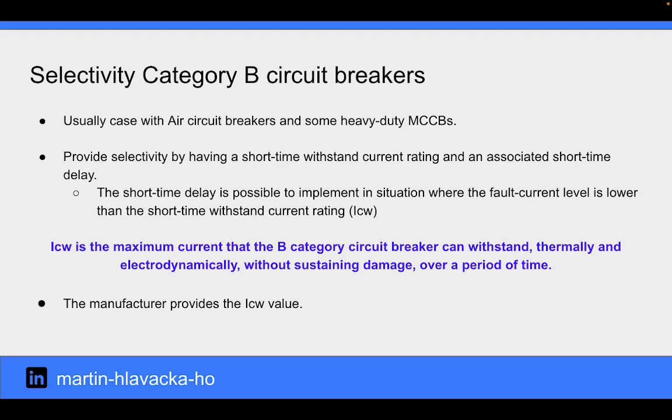These circuit breakers provide selectivity by having a short time withstand current rating and an associated short time delay. The short time delay is possible to implement in situations where the fault current level is lower than the short time withstand current rating. ICW is the maximum current that the B category circuit breaker can withstand, thermally and electrodynamically, without sustaining damage over a period of time.